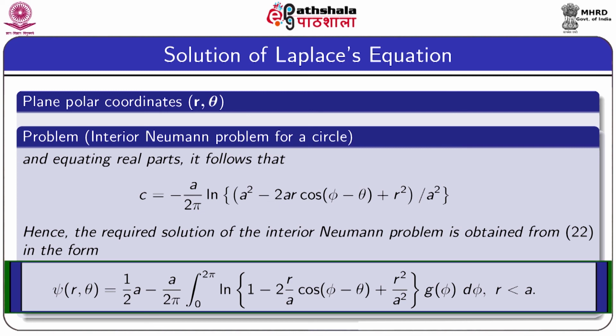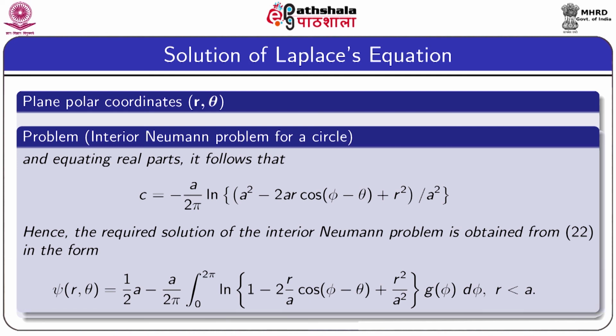Thus, psi equals half a0 minus a by 2 pi integration 0 to 2 pi log of 1 minus 2 r by a cos phi minus theta plus r square minus a square, g phi d phi, where r is less than a.